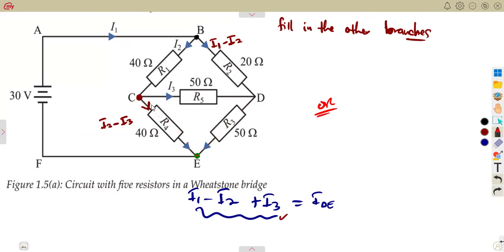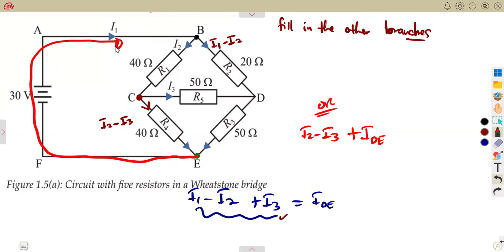We're talking of the current across CE, which is given as I2 minus I3, and the current in this branch of DE. These are the ones flowing towards the junction of E. They must be equal to the one flowing away from E. Which one is flowing away? The current flowing away from E is I1. So it must be equal to I1.